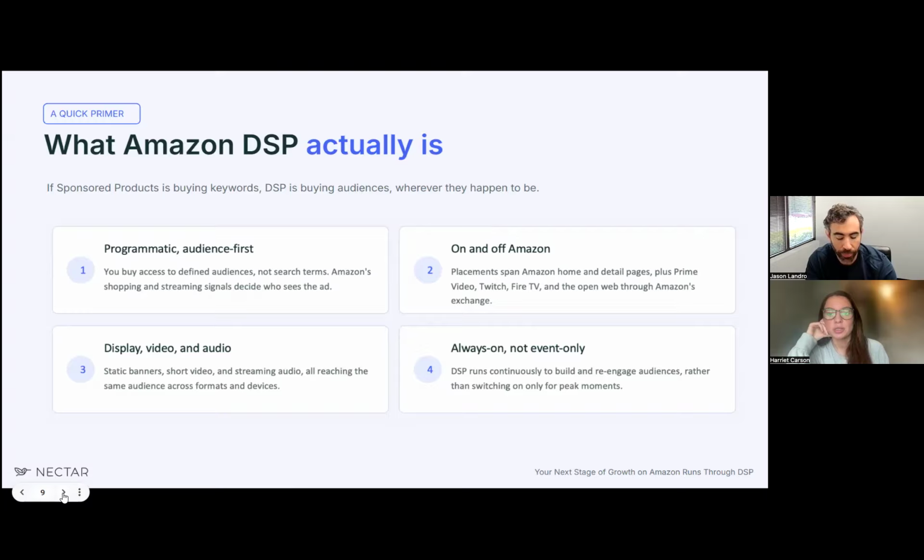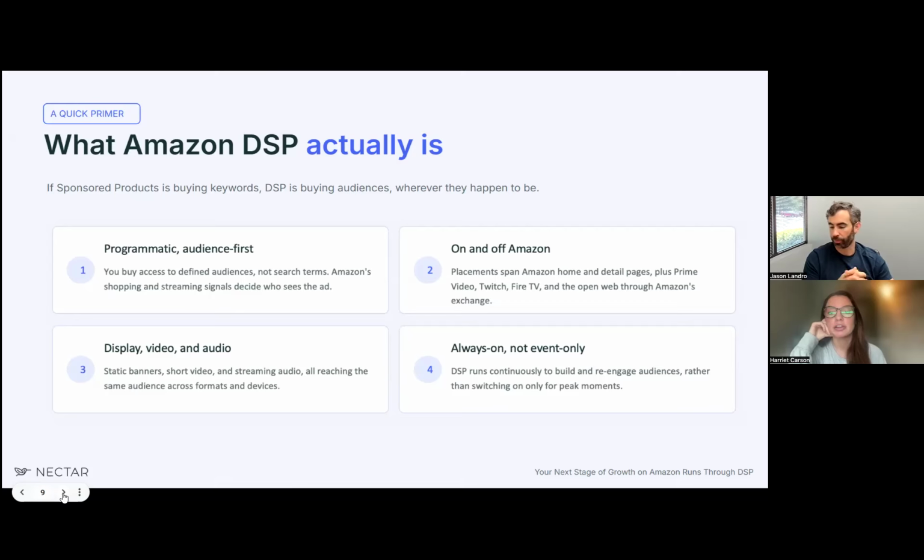I would say that's really a big mindset shift, though. Instead of waiting for someone to search, we're identifying the types of shoppers that we want to influence, regardless of where they might happen to be. Maybe they're browsing Amazon, maybe they're looking at a competitor's product detail page, they might be just watching Amazon Prime Video and have characteristics of users we want to target or that are in our target audience. They might be reading an article on another website.